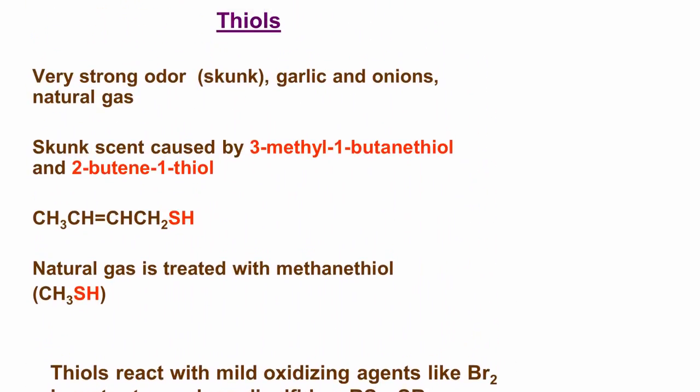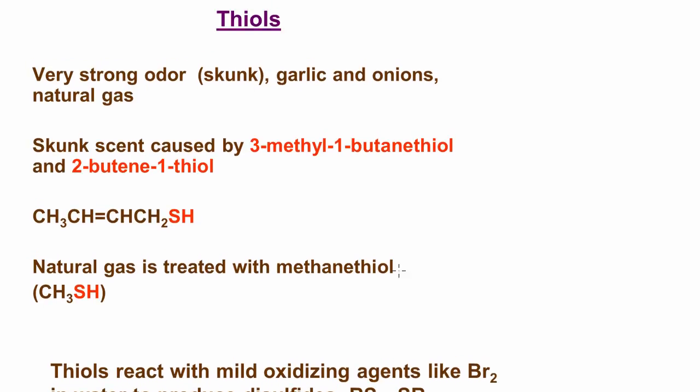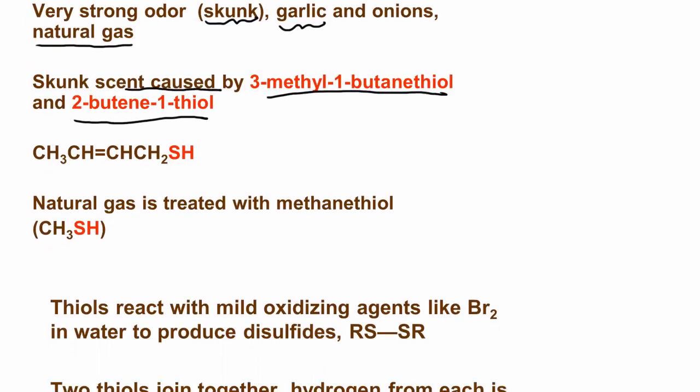And as far as thiols go, they all have very strong odors. For example, the skunk odor, that's due to thiols. Garlic, that's very strong. It also contains thiol. Onions as well. And also natural gas. I'll talk about that in a second. So skunk scent is caused by 3-methyl-1-butanethiol and 2-butene-1-thiol. So why don't you try drawing these structures when you can. Draw the structures that correspond to these thiol names.